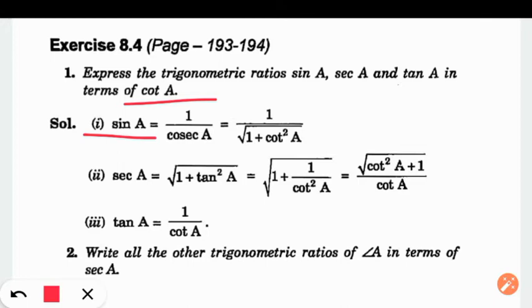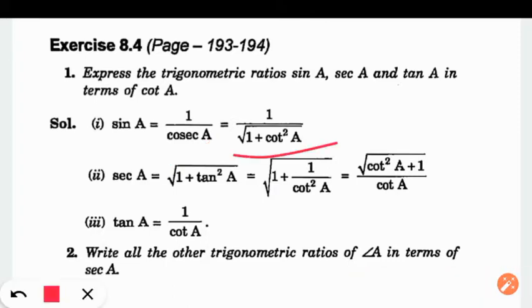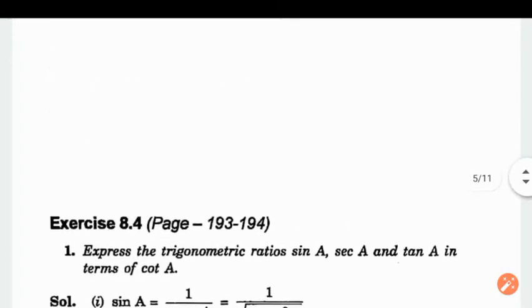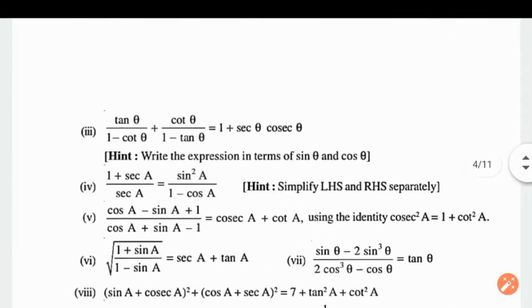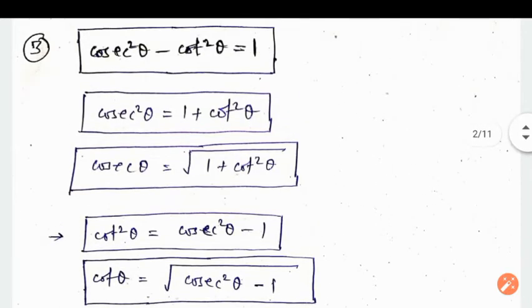As we know, there is a relation between cosec and cot. So first of all, change sine into cosec, and we know sine is the reciprocal of cosec. So in place of sine A, we can write 1 by cosec A. And in place of cosec A, we know we can write root over 1 plus cot square A. See, here we have that cosec theta is equal to root over 1 plus cot square theta.